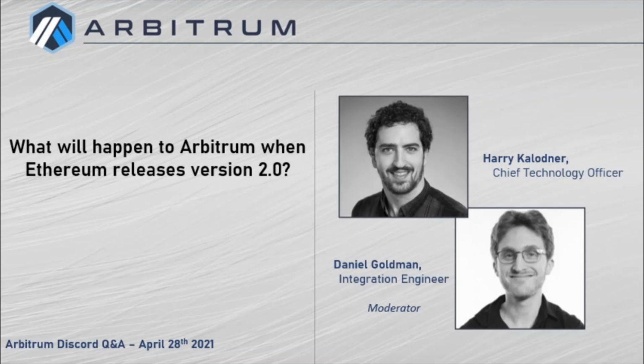So actually, rather than taking away the need for rollups, ETH 2.0 phase 1 is only really useful if you're using rollups, which is a really neat inversion there.